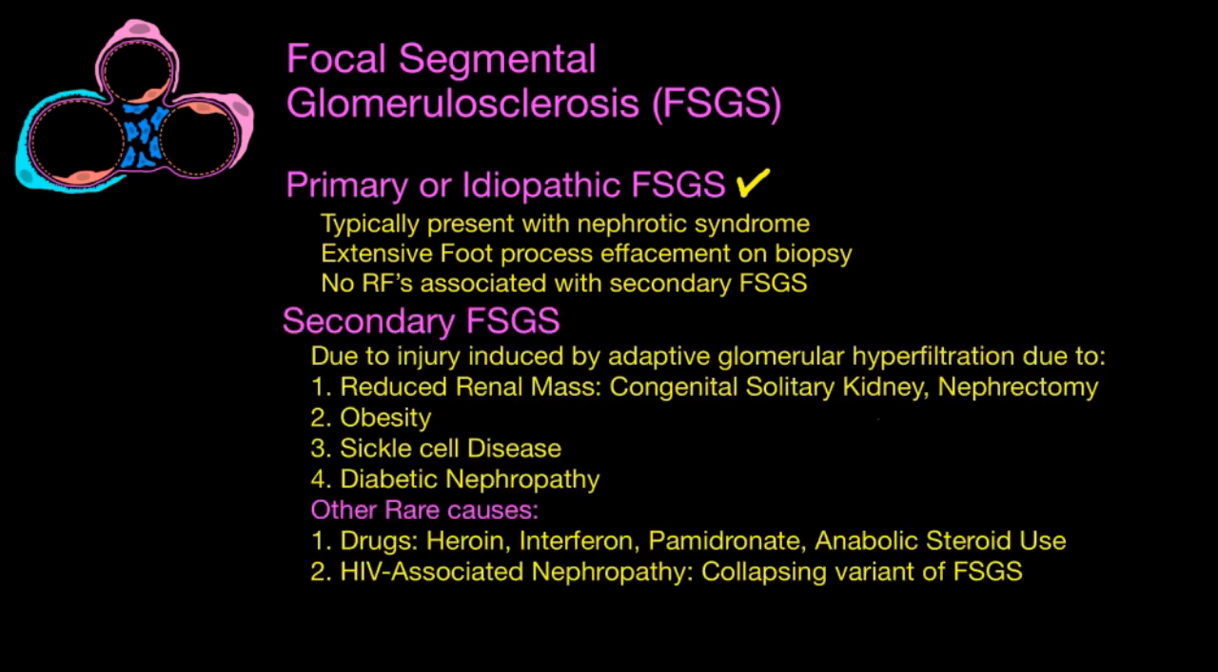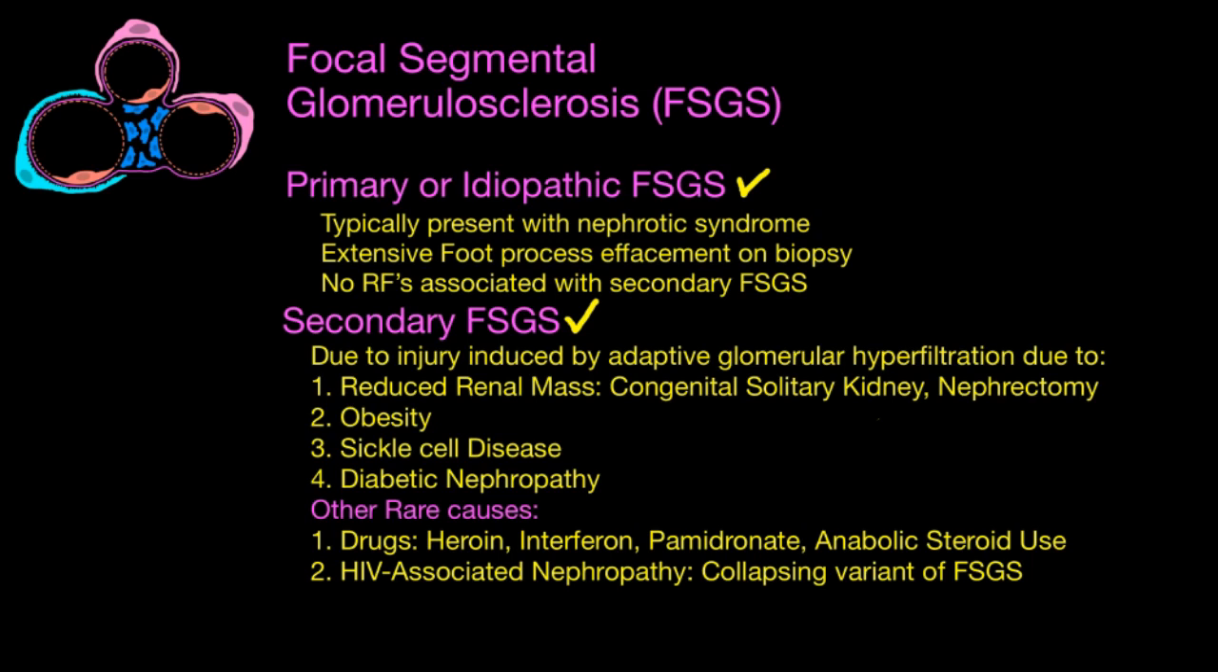Next, there is this entity called secondary FSGS. So this is basically podocyte injury due to adaptive glomerular hyperfiltration due to some other cause. And so what are the different things that can lead to glomerular hyperfiltration? Well, one, reduced renal mass due to maybe congenital solitary kidney. Maybe at a young age someone had to have a nephrectomy. So over time that leads to adaptive hyperfiltration of the remaining functioning kidney. Also, obesity can cause an obesity-related FSGS that's secondary in nature, sickle cell disease, and then eventually diabetic nephropathy results in a secondary form of FSGS.